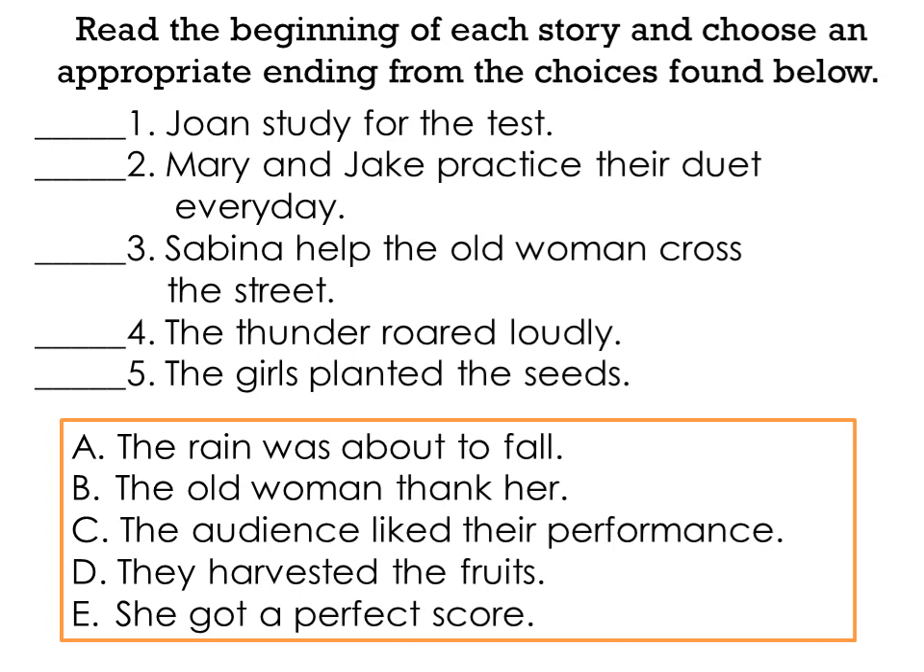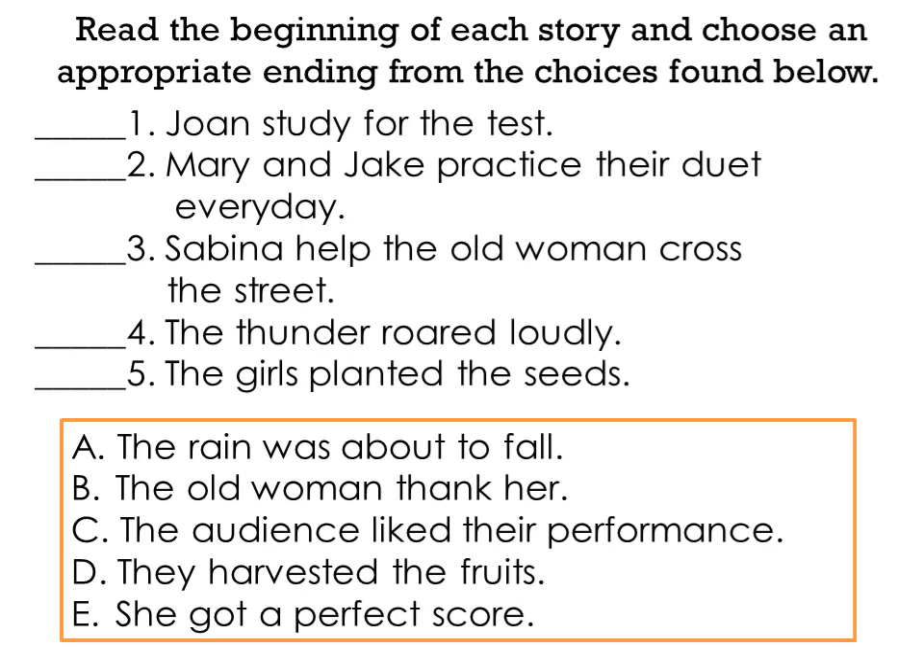Number 4, the thunder roared loudly. So is it letter A, the rain was about to fall? B, the old woman thanked her. C, the audience liked their performance. D, they harvested the fruits. Or letter E, she got a perfect score.